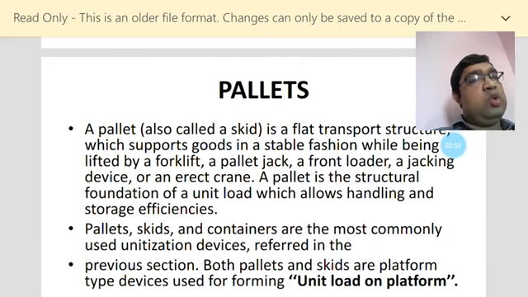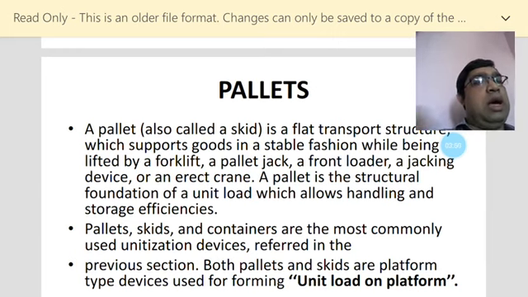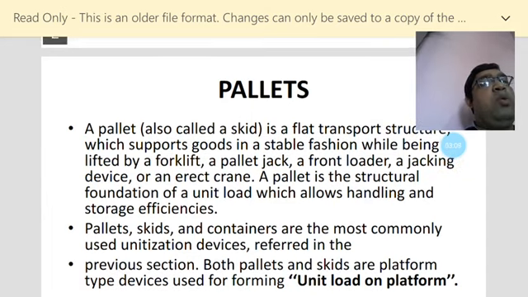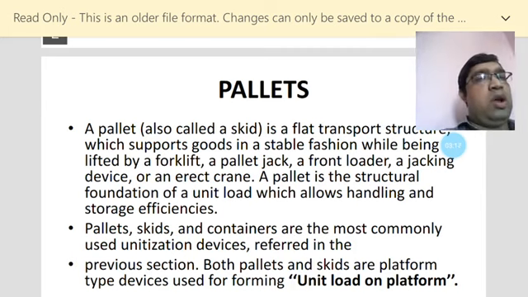Transfer is done using forklifts, which have two forks, and these two forks are inserted under the pallets, so the materials can be moved upward very easily. Basically forklift trucks are used for lifting, lowering, and horizontal movements. Sometimes different types of jacks are also used for support, for lifting and lowering, and a front loader can also be used with the pallet.